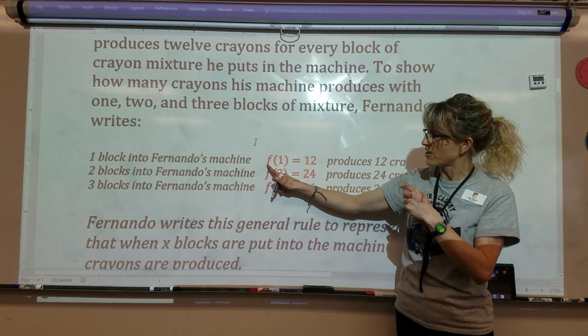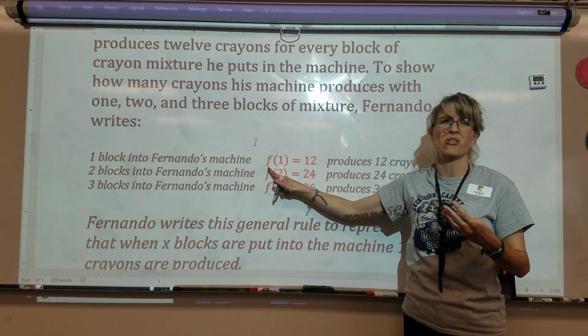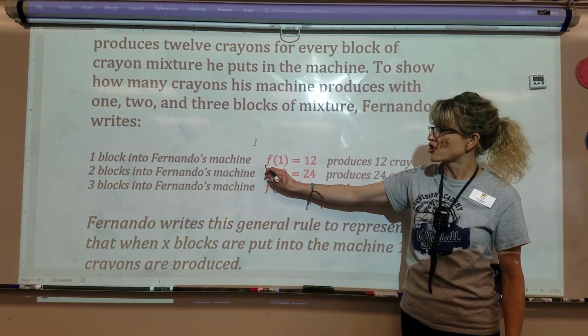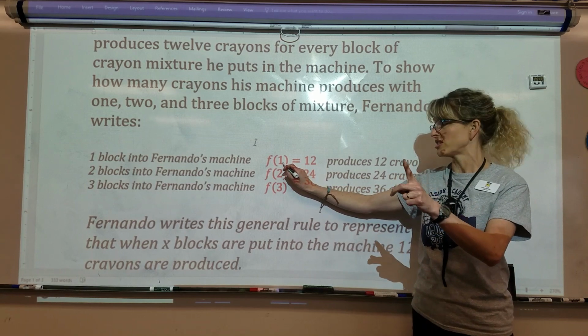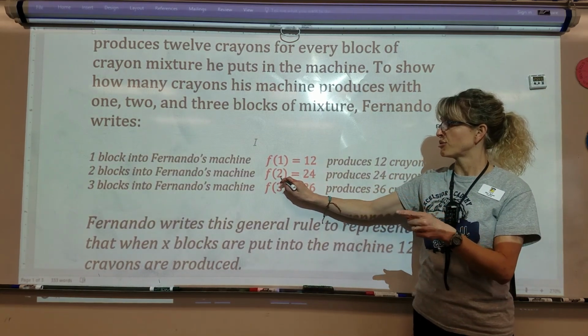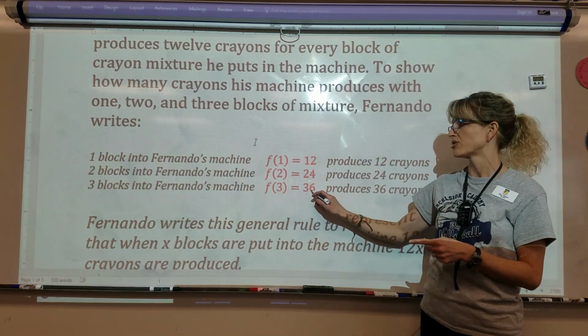So this is kind of a new way of writing it that you've never seen before. To me, it's super normal and feels comfortable, but to you, it might feel uncomfortable for a bit. This says a function with 1 as the input has 12 as the output. A function where 2 is the input, the output is 24. A function where 3 is the input, the output is 36.